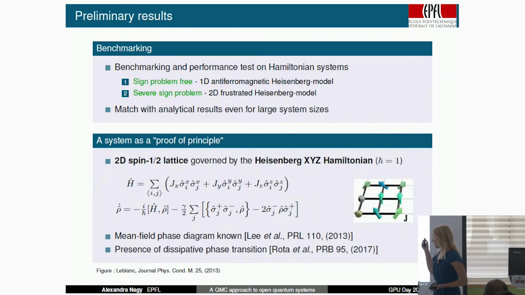What we originally wanted to do was to apply this to open quantum systems. For this, we chose a very well-studied model. It's the 2-dimensional lattice governed by the Heisenberg XYZ Hamiltonian. Sigma here are Pauli matrices which act on certain sites, and we have nearest neighbor interaction. We also assume that the system has a dissipation channel which will flip our spins down.